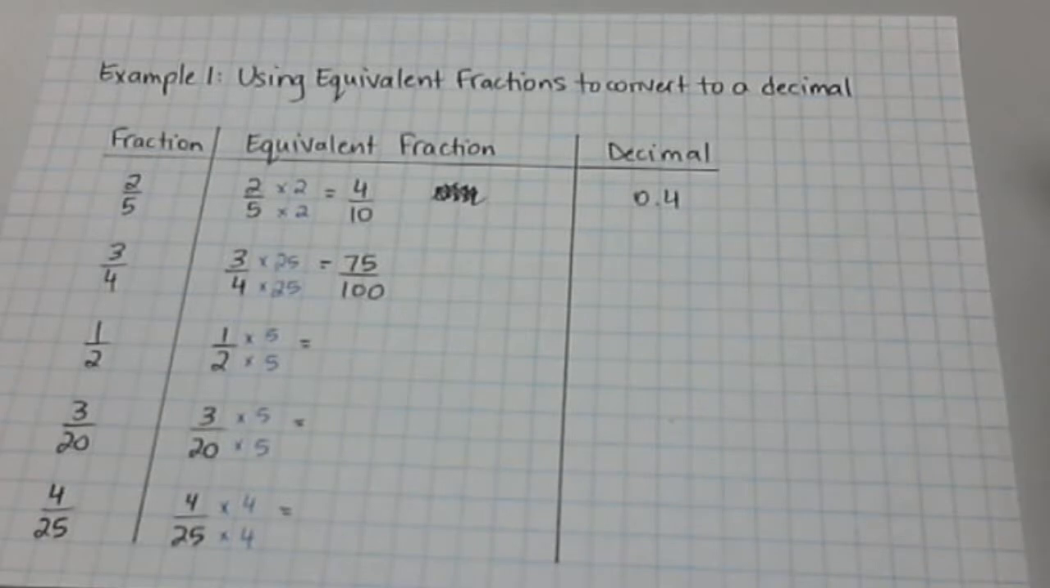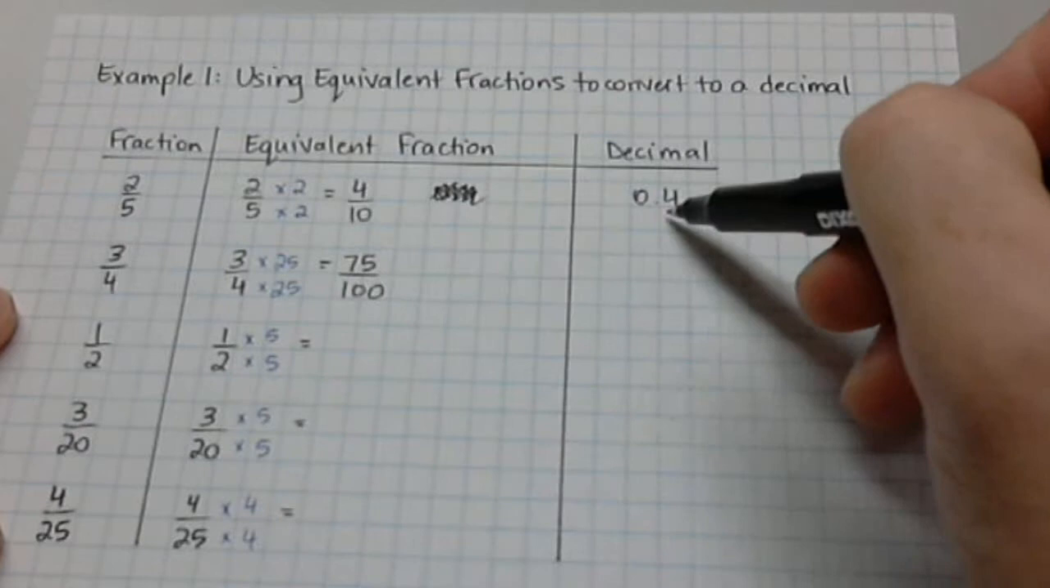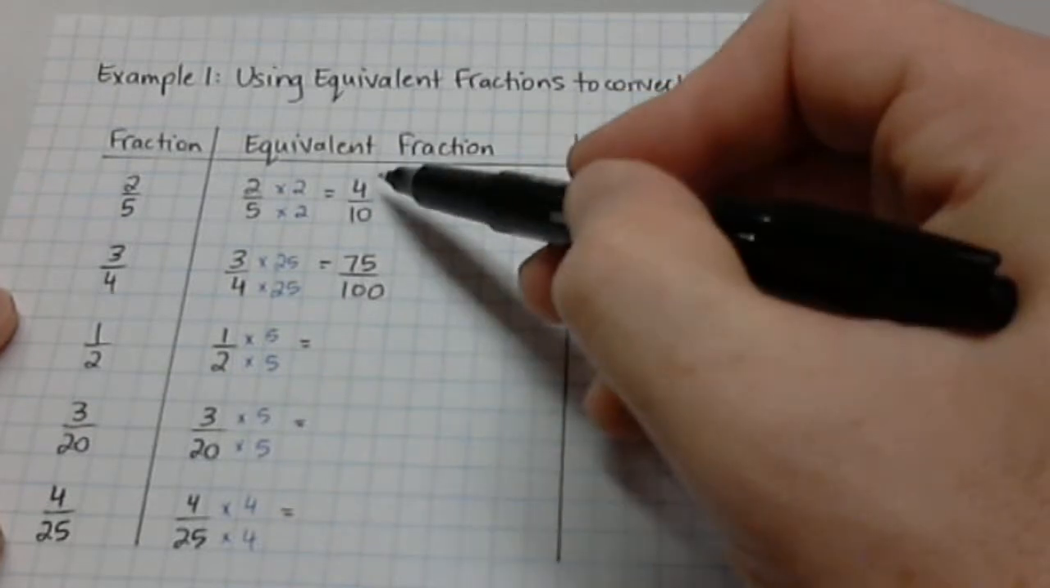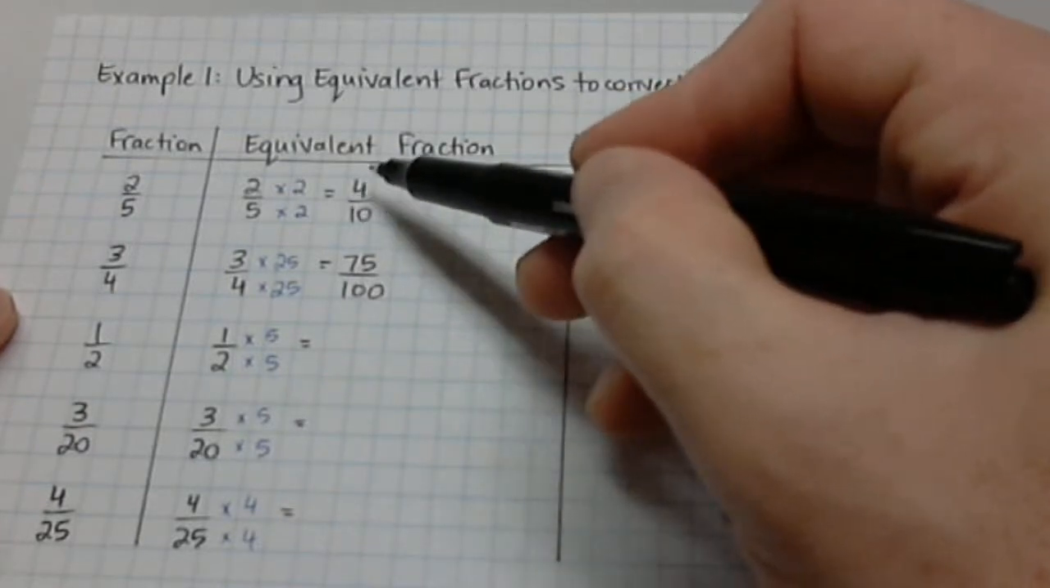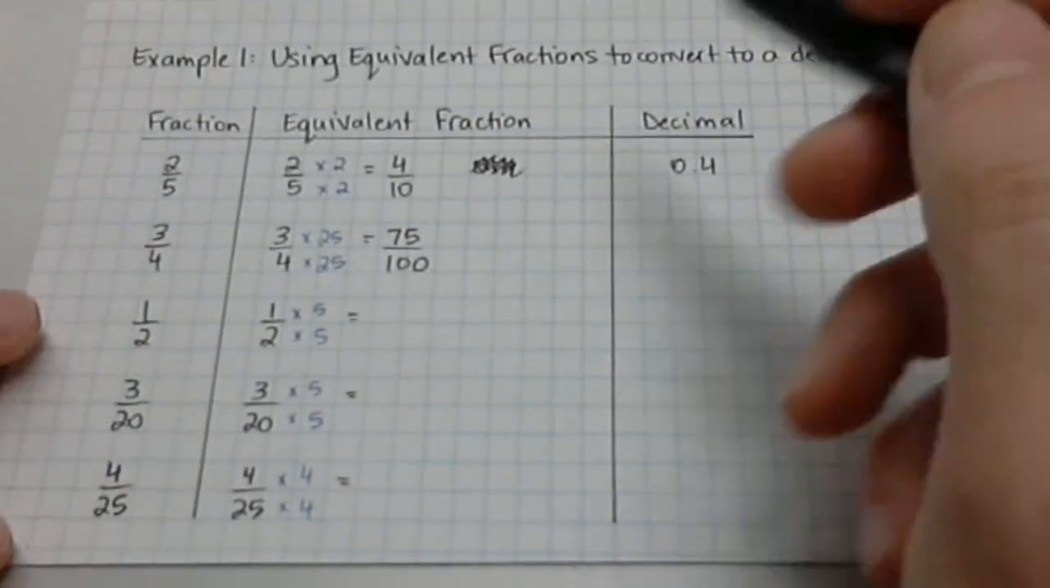Once I'm at 4 over 10, I can just convert into 0.4. So I move a decimal place over once, or you can look at it as 4 divided by 10, which just equals 0.4.